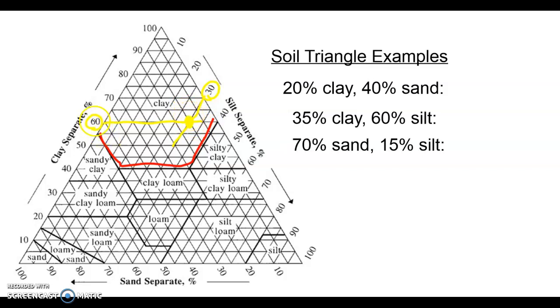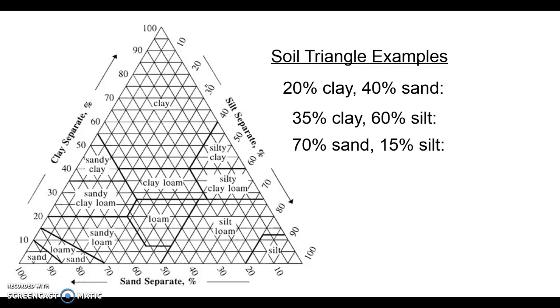And by the way, you're like, hey, 60, 30, that adds up to 90. That would leave 10% sand left. And if we go down here and look, well, or just follow along, hey, there's the 10%. So these always work out so that the third one adds up to 100 with the other two. So like I said, you just need to know two of the percentages, find where they cross, and that'll identify your soil type.